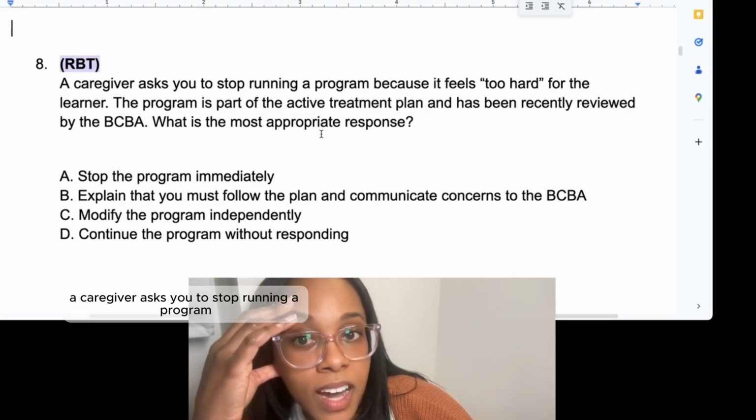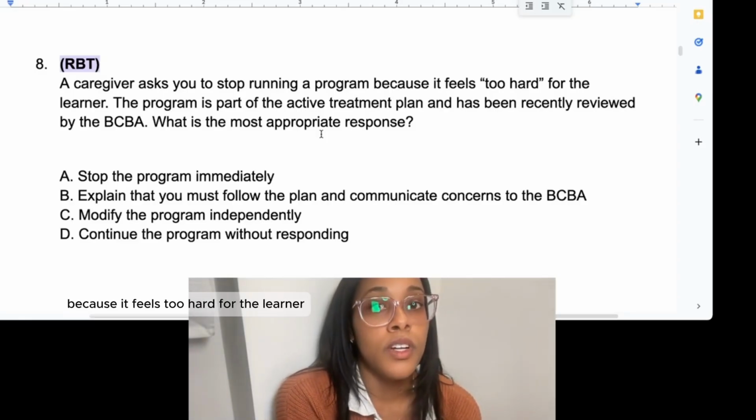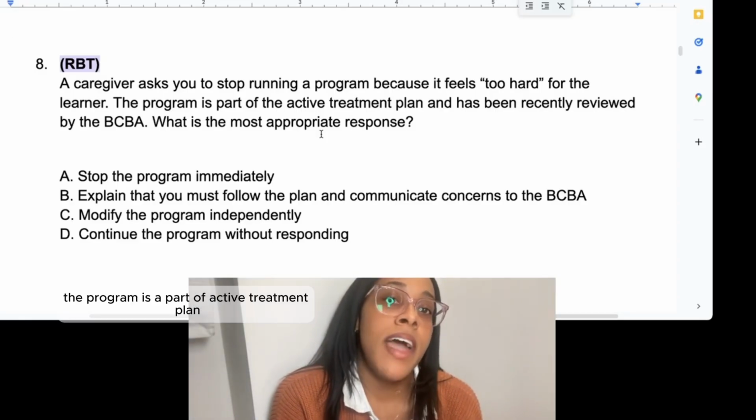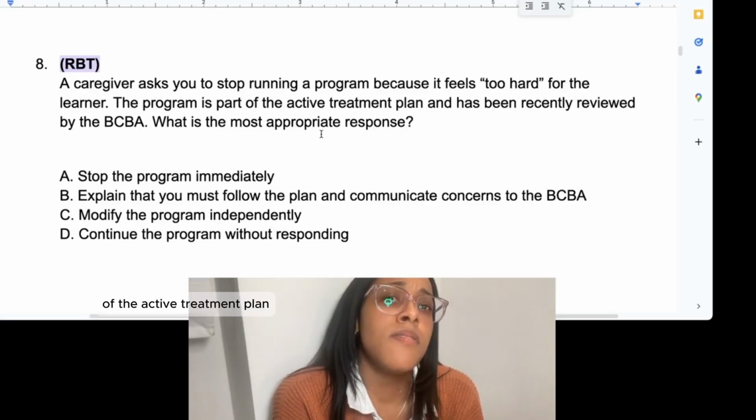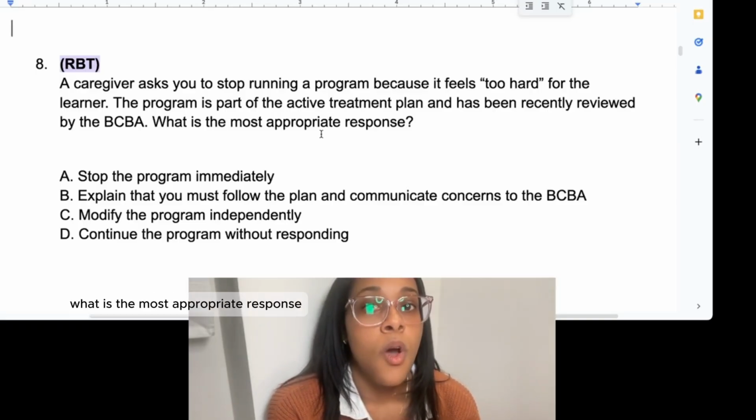Anyway, a caregiver asks you to stop running a program because it feels too hard for the learner. The program is a part of the active treatment plan and has recently been reviewed by the BCBA. What is the most appropriate response?